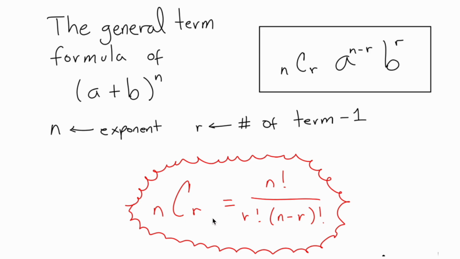n choose r is n factorial over r factorial times n minus r factorial. You know, like the numbers that are screaming. So we're going to be using this formula. I'm going to do many examples of how to use this formula in the whole video.